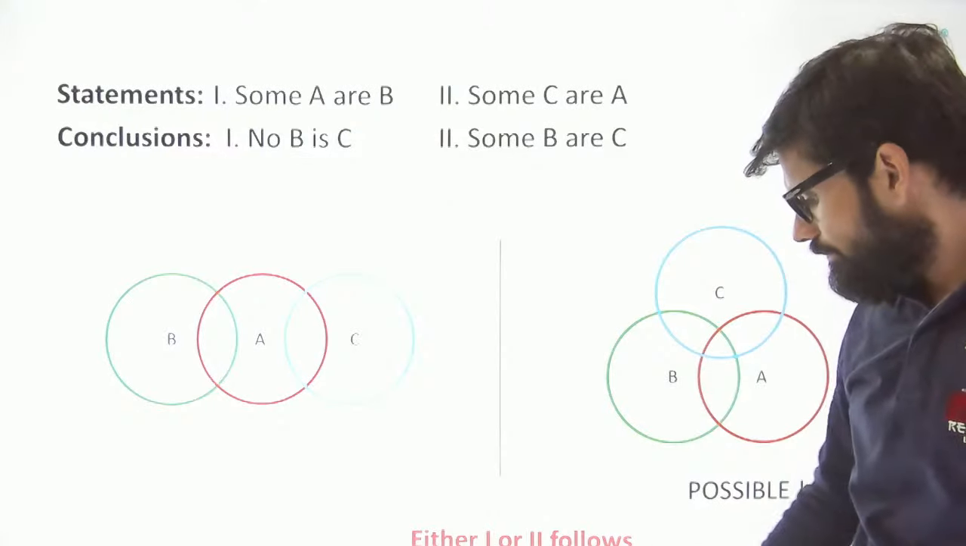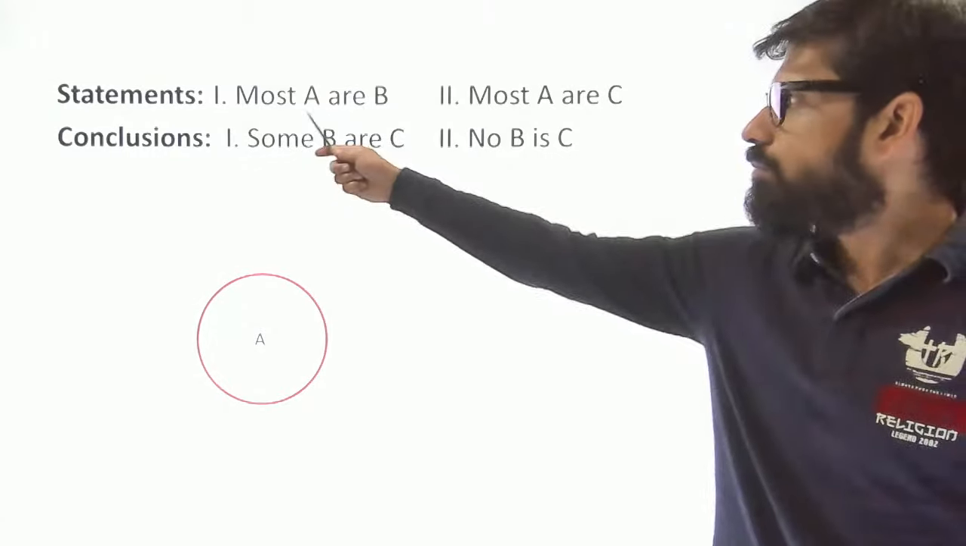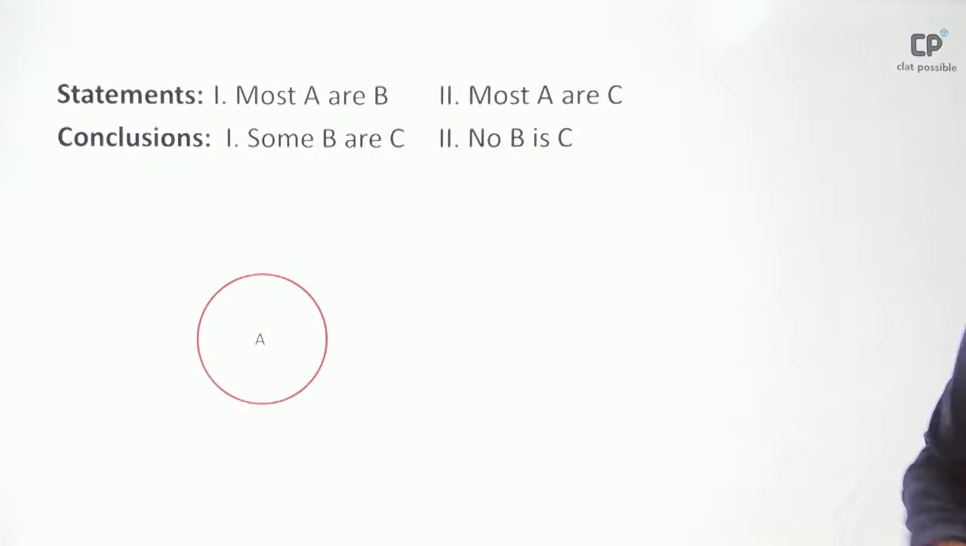What if we change this some to most? Now we have most A are B and most A are C. Right? How do we go about this one?